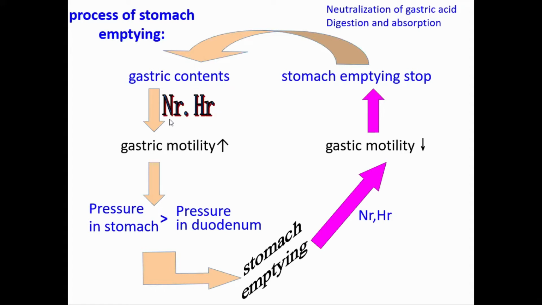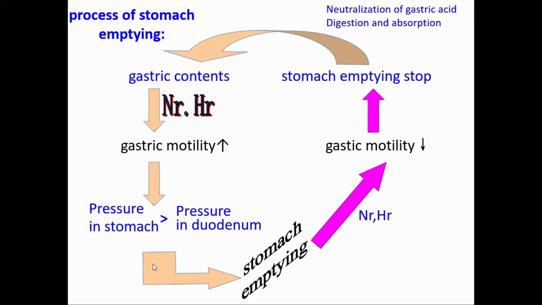Sympathetic nervous system decreases, parasympathetic nervous system increases, and other hormones increase gastric motility, such as motilin. When gastric motility is increased, the pressure in the stomach is increased, and then the pressure in the duodenum.